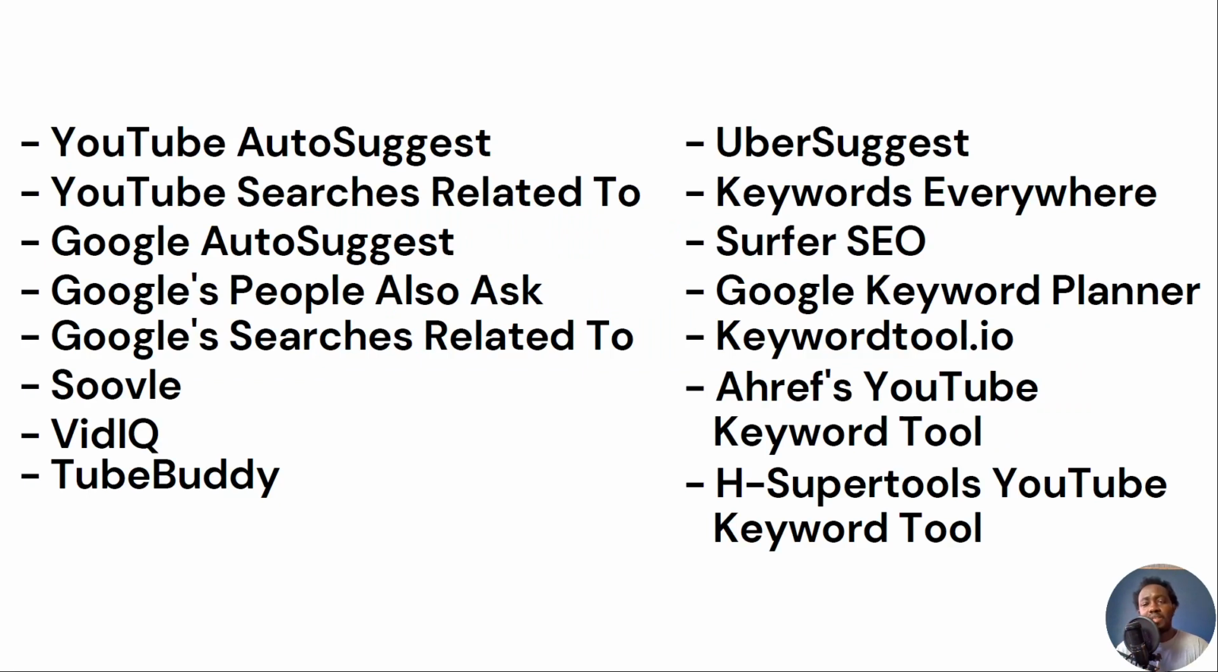And the simplest and one thing that I always use is the YouTube Autosuggest. And YouTube Autosuggest is just when you type in YouTube, it starts filling out what you're searching. That is YouTube Autosuggest. It helps fill out what people are searching for. We also have YouTube searches related to, and these are just other videos at the bottom related to the search that you made. We have Google Autosuggest.